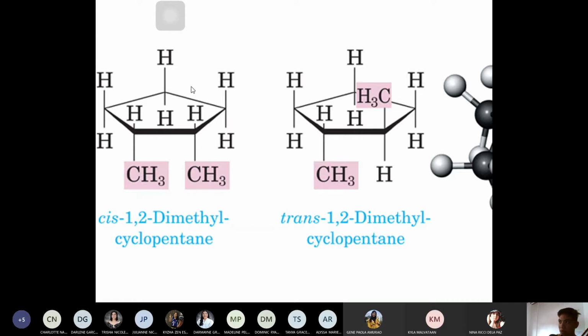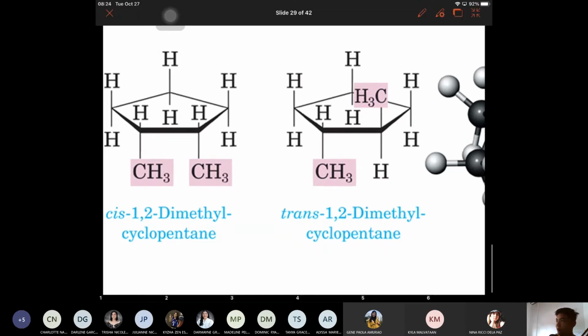However, due to the difference kung nasaan ng iyong substituent, ito nasa baba, parehas, ito nasa baba isa, nasa taas isa, magkaibang compound sila. As a result of that, ito ay cis isomer, parehas nasa baba yung substituent mo. And then you have your trans isomer, nasa opposite side ang iyong substituents.